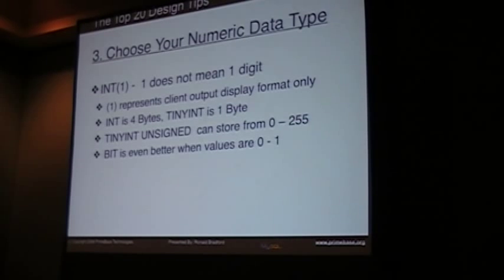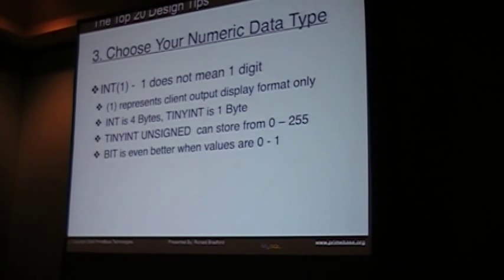So if you have a lot of columns, like 5 or 6 columns, which are int1 columns for flags, and then say, for example, you have an index on those 4 flags, not only are they like 20 bytes that can be condensed down to 4 bytes, but your index is also condensed down in size. A tiny int can store values from 0 to 255. So depending on what your data needs are, that may be all that you actually need.